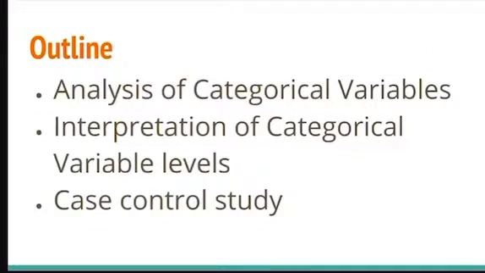In the outline, analysis of categorical variables. Why do I say categorical variables? The response is categorical, and one or more predictors are also categorical. And how do we interpret that? I'm also going to talk about the case control study.